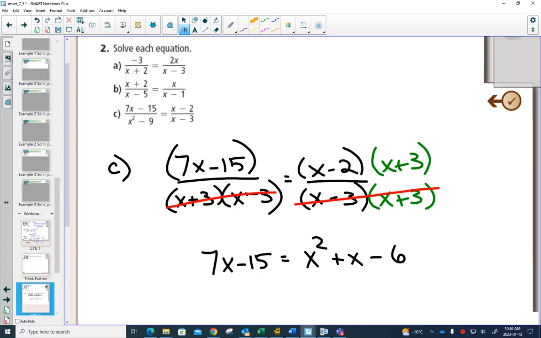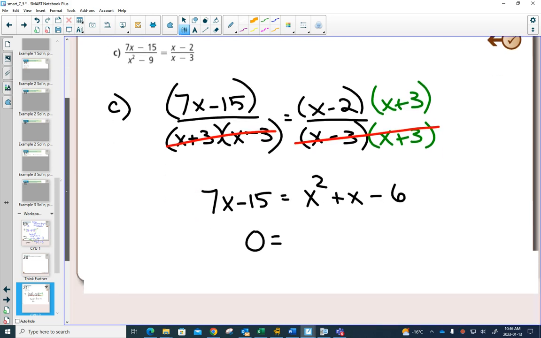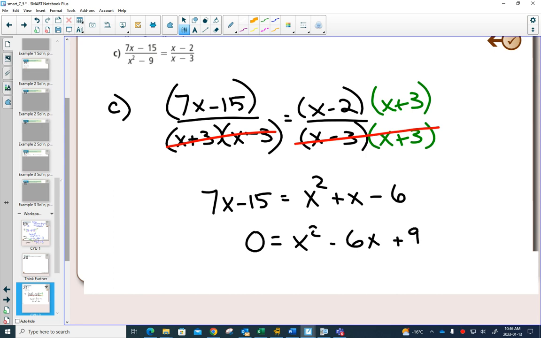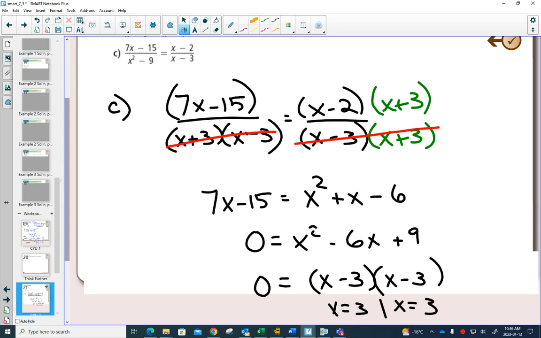It's quadratic, so we set one side equal to 0. Do you want to wait until we're done? Because it won't take too long, but I want to show you something in this question. So if I make it equal to 0, that means I'm going to subtract the 7x on both sides. I'm going to add the 15 on both sides. That'll give me plus 9. And this factors nicely to x minus 3, x minus 3. So we get x equal to 3 twice, but there's only one answer, x equals 3.